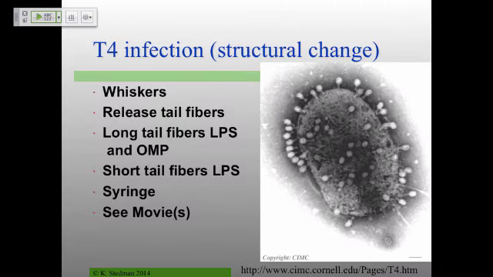Once you have the long tail fibers released, they interact with lipopolysaccharide just on the outside of many different kinds of cells, not just E. coli, and then some specific outer membrane proteins. And if you look at the process, basically you have to have three of your six long tail fibers that interact with LPS in an appropriate way. Then the outer membrane proteins are going to be what the base plate proteins, which are down here at the bottom, are going to interact with.